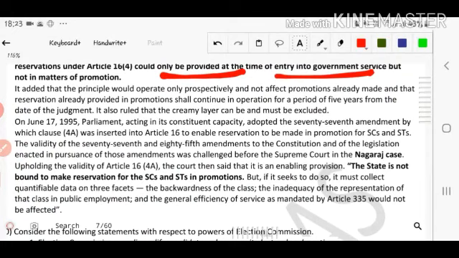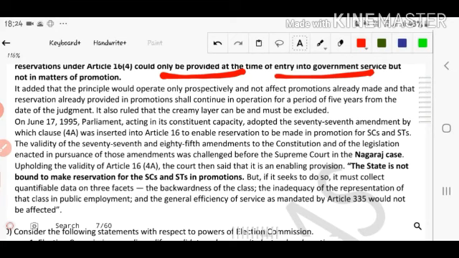On June 17, 1995, Parliament, acting in its constituent capacity, adopted the 77th Constitution Amendment, by which clause 4A was inserted in Article 16 to enable reservation to be made in promotion for the SC and ST. The validity of the 77th and the 85th Constitution Amendments and of the legislation enacted in pursuance of those amendments was challenged before the Supreme Court in the Nagaraj case, which upheld the validity of the Article 16 clause added by the 77th Amendment.